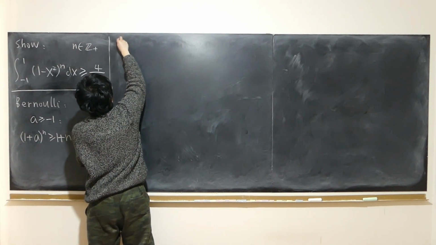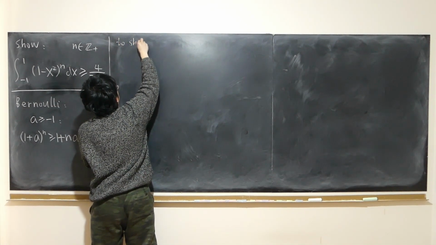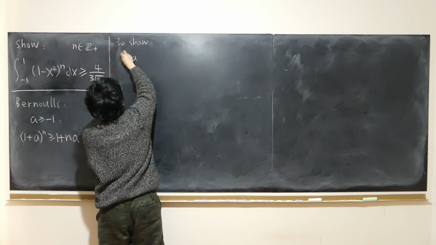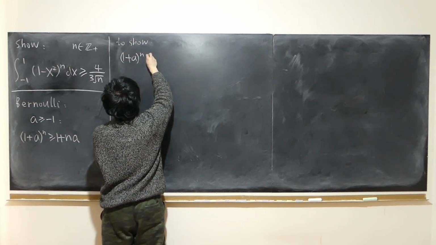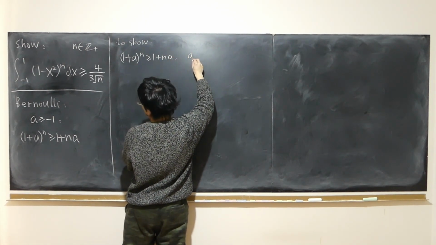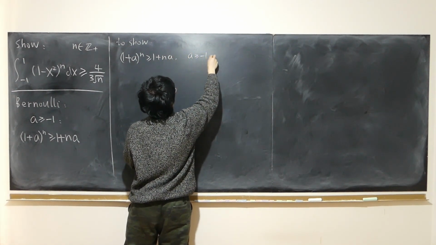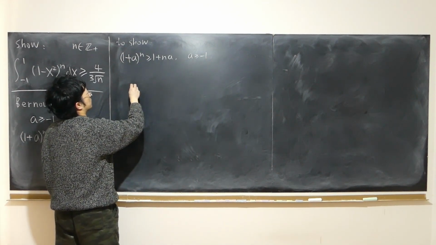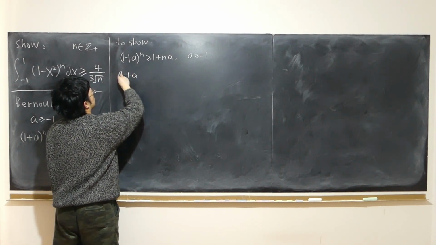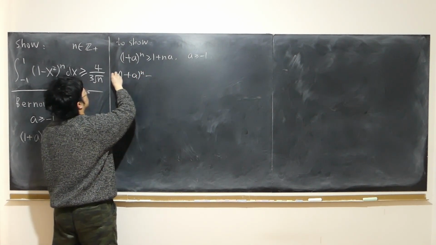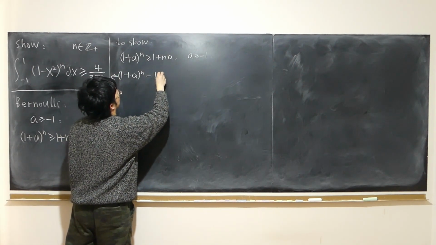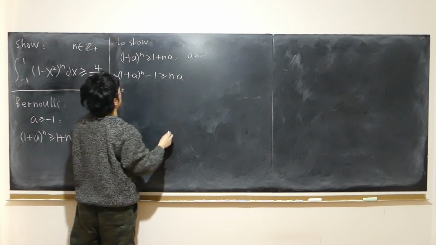So we want to show that (1 plus a) to the power of n is bigger than or equal to 1 plus n a, as long as a is bigger than or equal to -1. All we have to show is that (1 plus a) to the power of n minus 1 is bigger than or equal to na. Right? That's all we have to show.